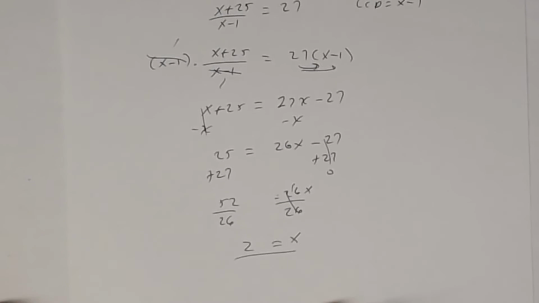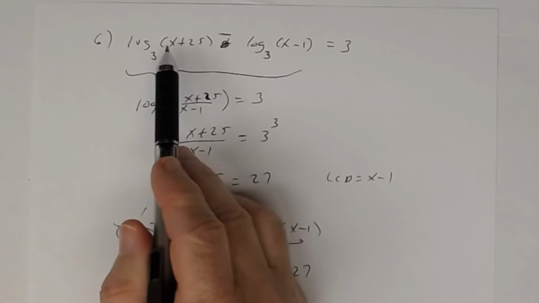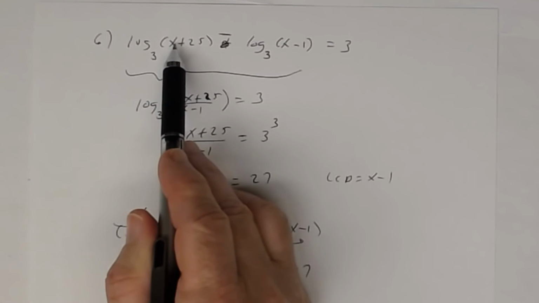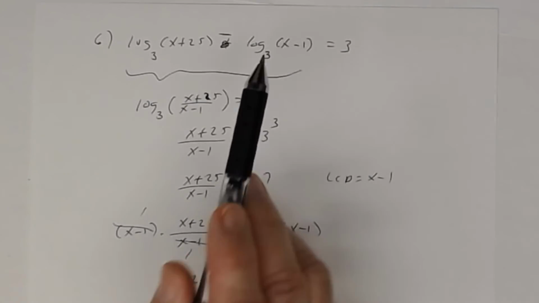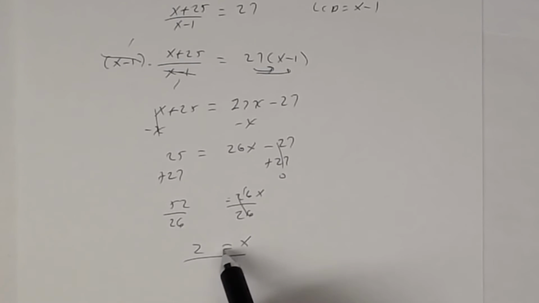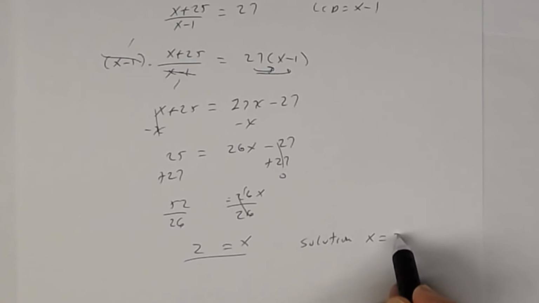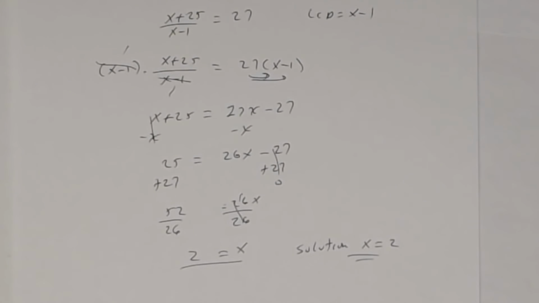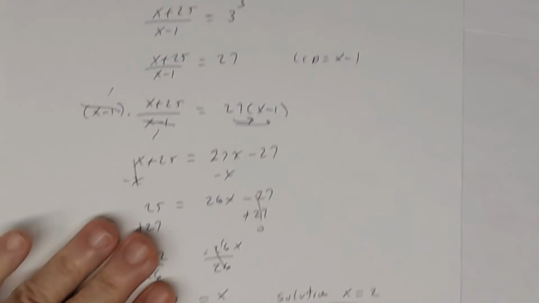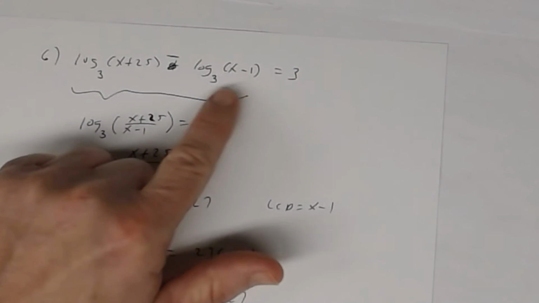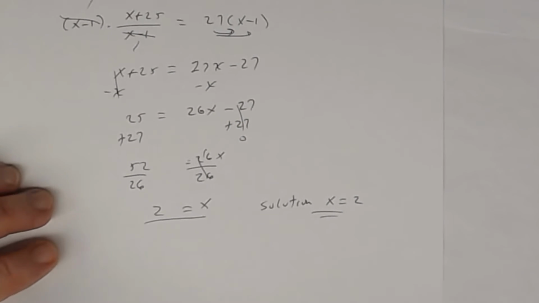Now you've got to check this. You have to go back and make sure that the argument is positive. 2 plus 25 is 27, so that's fine. 2 minus 1 is 1, and 1 is positive. So this is going to work. So the solution is x equals 2. Just to remind you, you only had one proposed solution. If that proposed solution made one of these arguments negative, then you would say no solution.